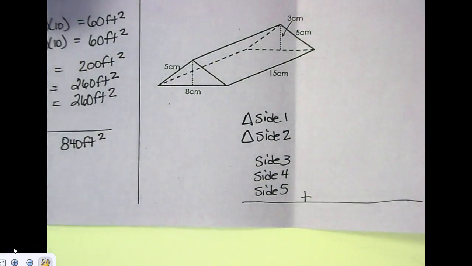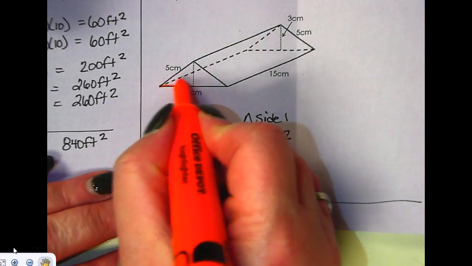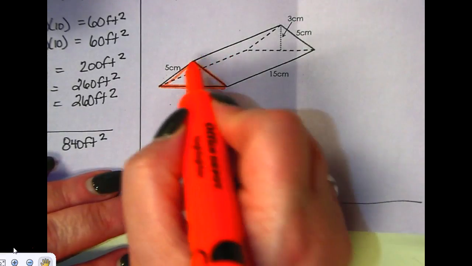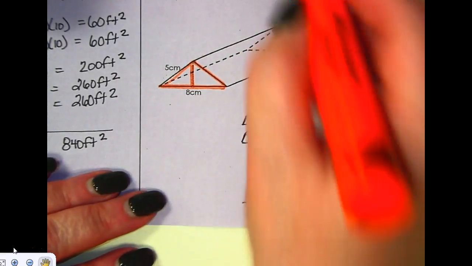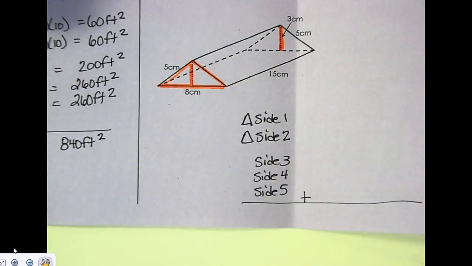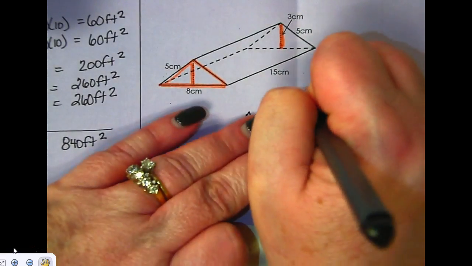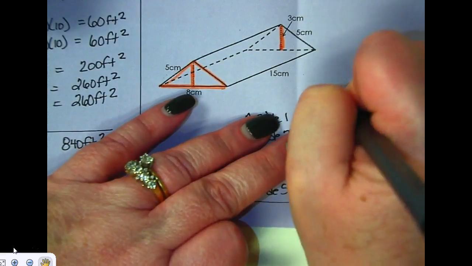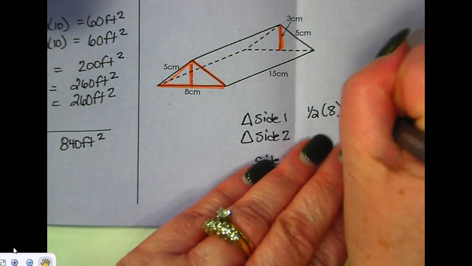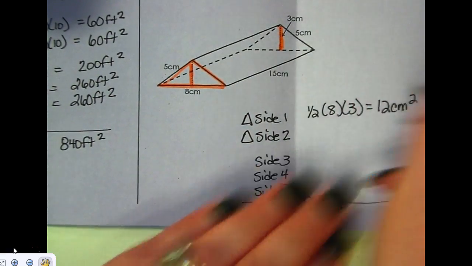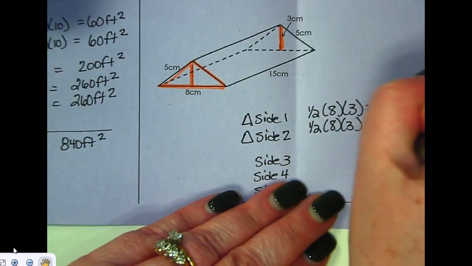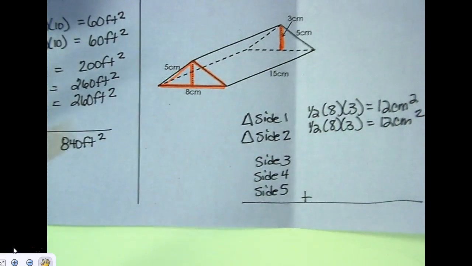2 minutes. Let's talk about the triangular bases first. So let's look at these triangles and see if we can figure out the dimensions. What's the base of the triangle? 8. What's this height? It's 3 because back here it's 3. So side 1 and 2 is 1/2 of 8 times 3. Half of 8 is 4, and 4 times 3 is 12. So 12 centimeters squared. Everybody good there? No questions?